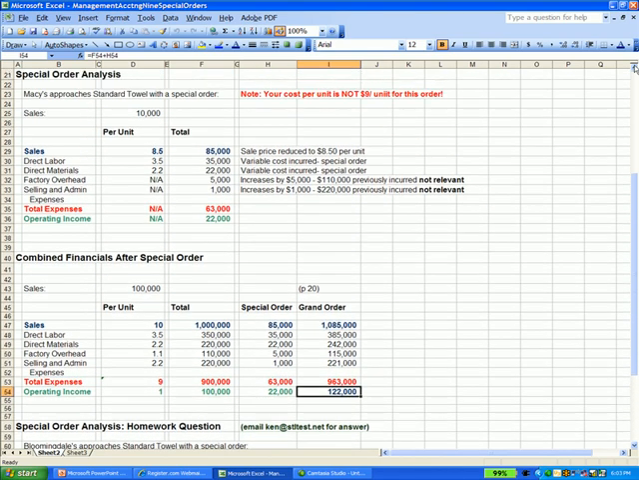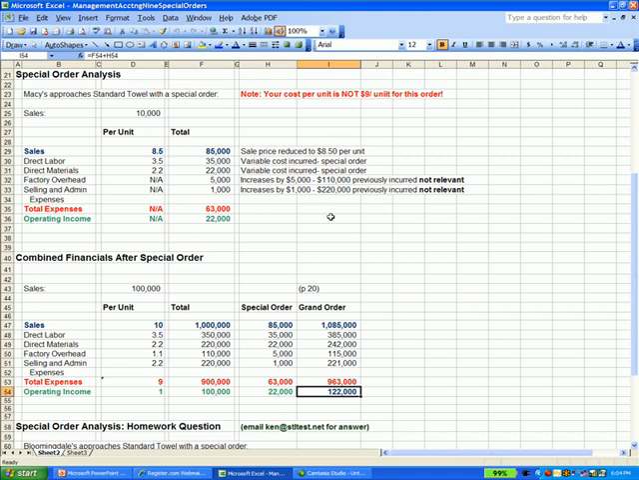Going back up, here we go. So it's $8.50 per towel, or $85,000. That's your new revenue number just for the special order. Those variable costs, direct labor and direct materials, you're going to incur for the additional 10,000 towels. However, your factory overhead and your selling and administration are going to increase by $5,000 and $1,000 respectively.